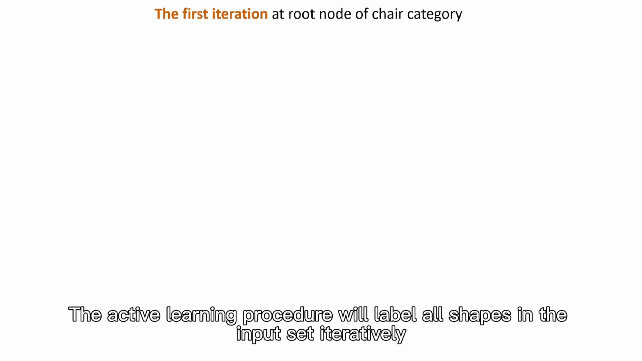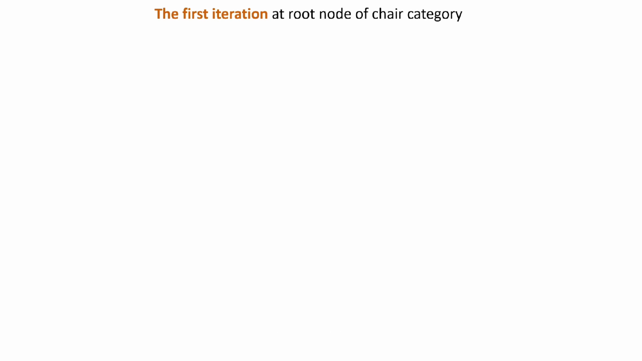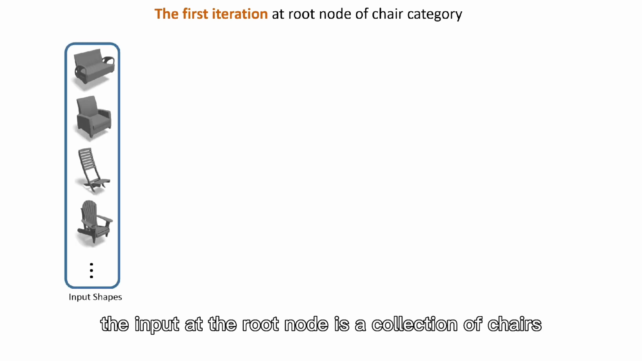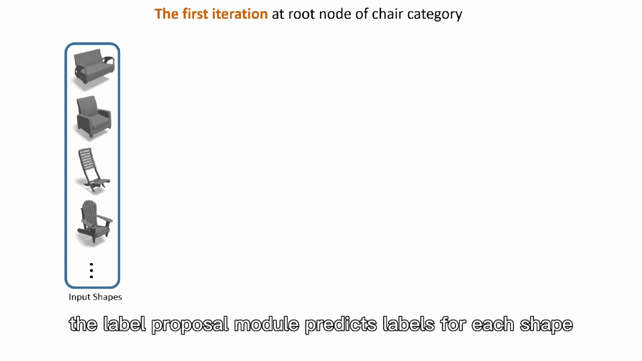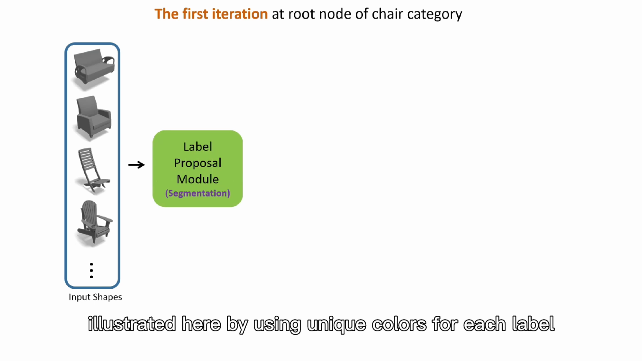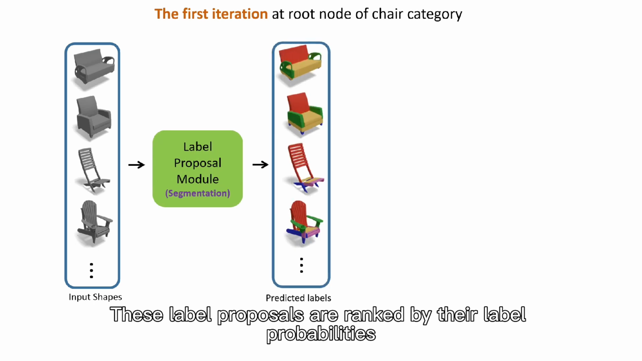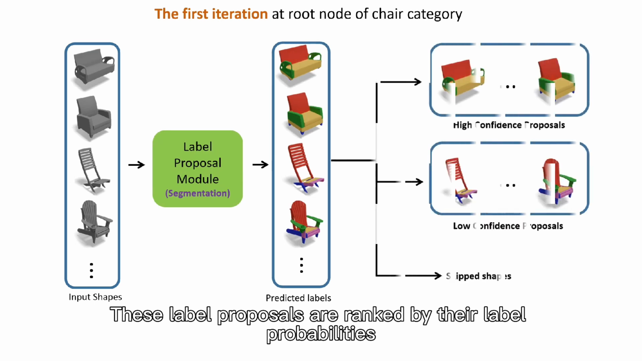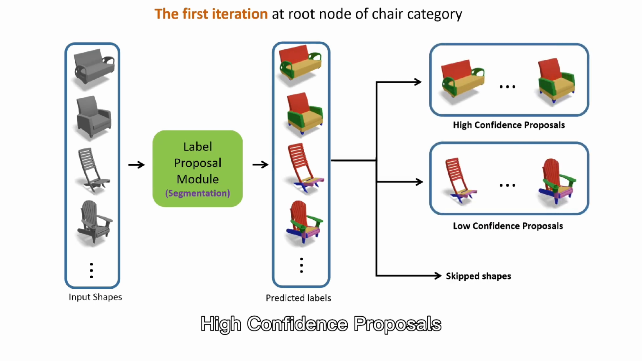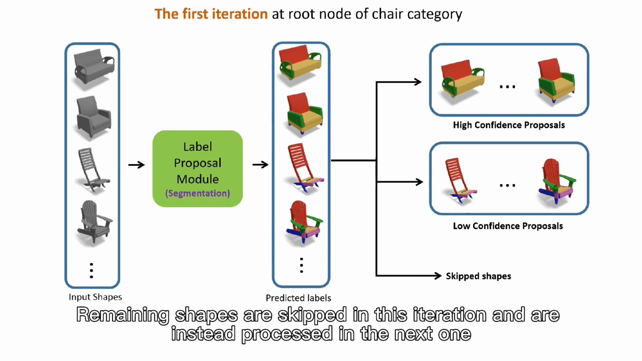The active learning procedure will label all shapes in the input set iteratively. In this example, the input at the root node is a collection of chairs. On the first iteration, the label proposal module predicts labels for each shape, illustrated here by using unique colors for each label. These label proposals are ranked by their label probabilities. High confidence proposals, like the ones at the top, are passed to the verification step. Low confidence proposals go instead to the modification step. Remaining shapes are skipped in this iteration and are instead processed in the next one.